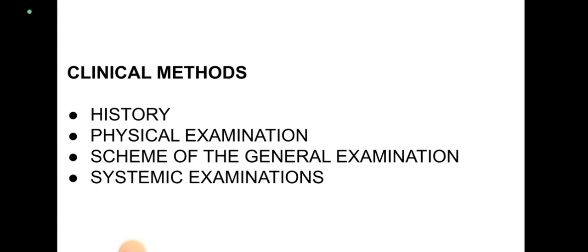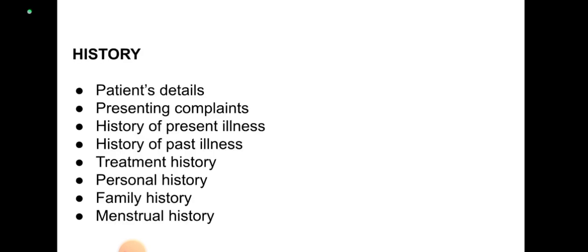In this topic, clinical methods, we will know about the art of history taking, physical examination, scheme of general examination, and then about various systemic examinations. So, talking about the history, history is the physician's abstraction of certain facts developed in the course of the patient's interview and arranged in a manner that facilitates diagnosis. Proper history is important for making a correct diagnosis.